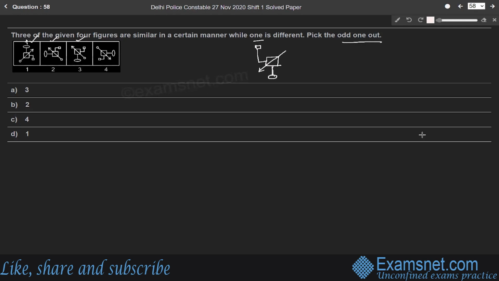So look at the third figure here. It is not similar to the figure I have drawn here, right? Therefore, the third figure is the odd one out. Where is the third figure in the options? It is in option A. Therefore, option A is the odd one out.